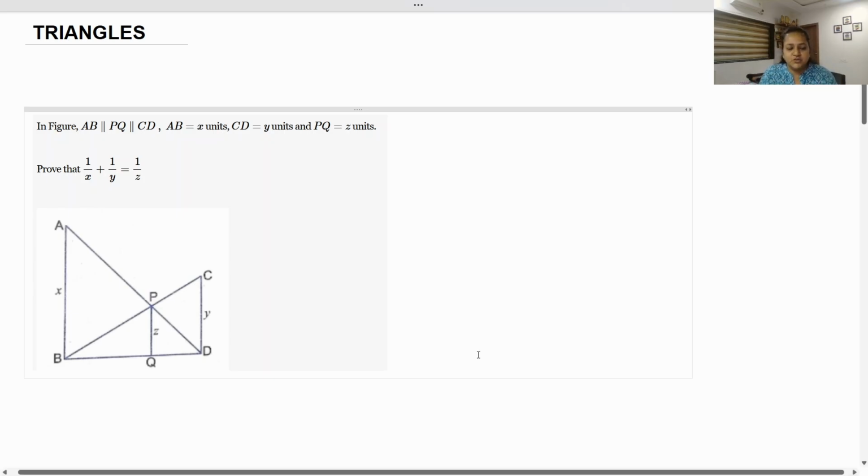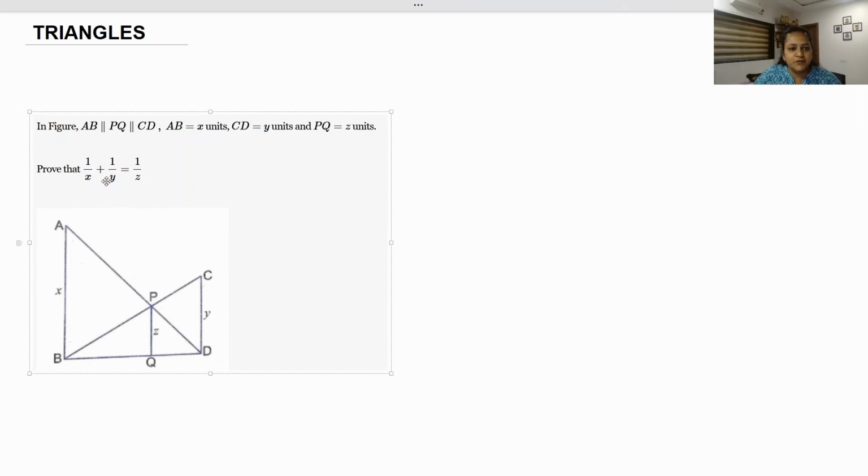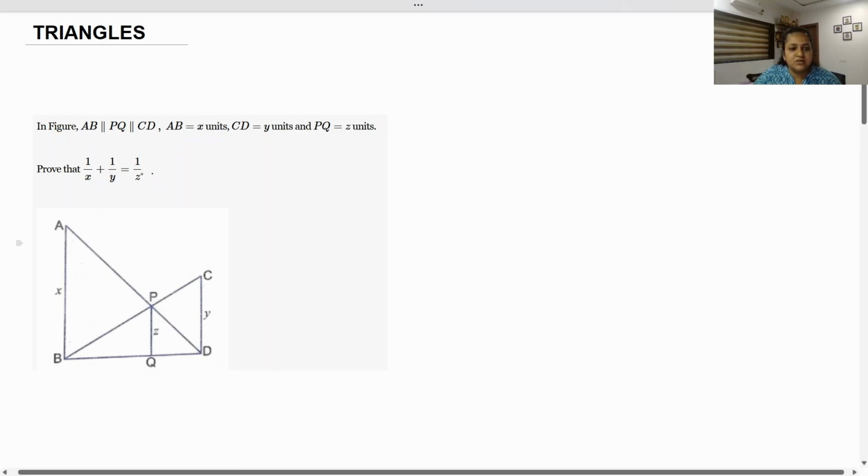The first question reads: in the figure we are given AB is parallel to PQ and it is parallel to CD. That means all three are parallel to each other. We are given AB is X units, CD is Y units and PQ is Z units. Given this information, we have to prove that 1 upon X plus 1 upon Y is equal to 1 upon Z.